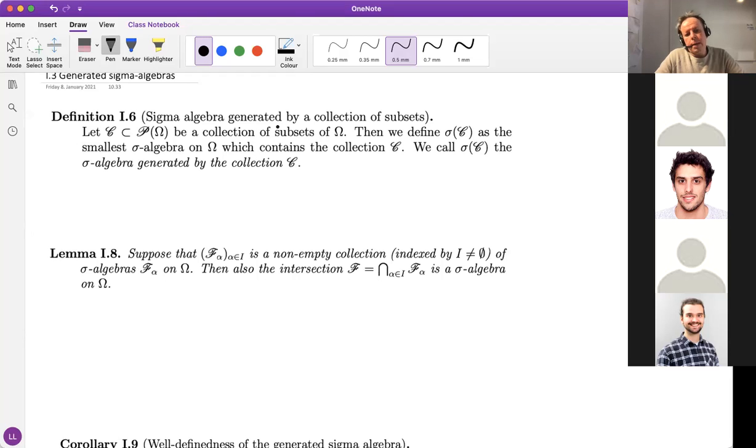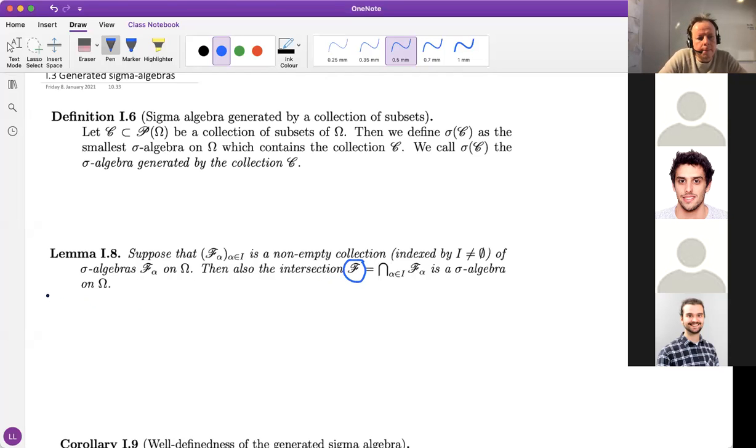To understand that this makes sense, we need a lemma first, and the lemma is here. What does the lemma say? It says that we take any collection of sigma-algebras, F alpha, and let's define F as the intersection of these sigma-algebras, and we claim that this is a sigma-algebra by itself. That's our claim. How to prove it?